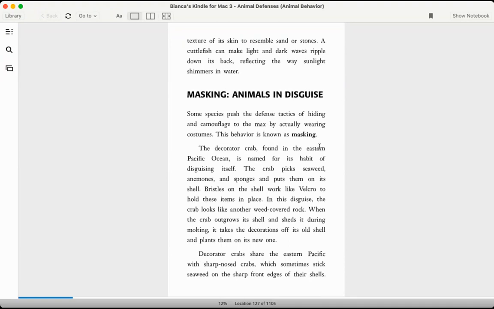The decorator crab found in the eastern Pacific Ocean is named for its habit of disguising itself. The crab picks seaweed and anemones.